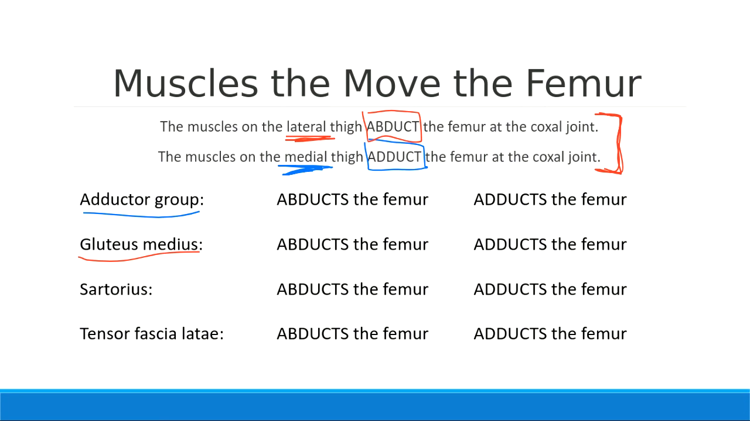Our question was on sartorius, right? You hurt yours. I'm sorry, Eileen. That's not a fun one to hurt.